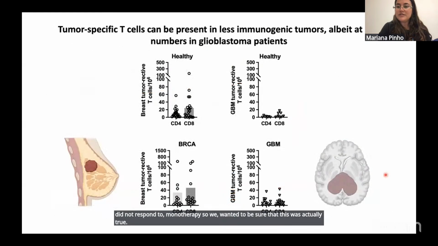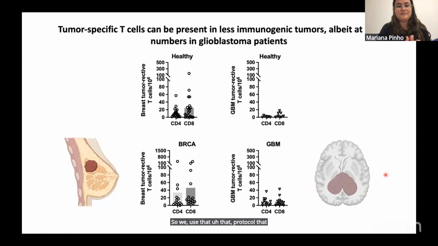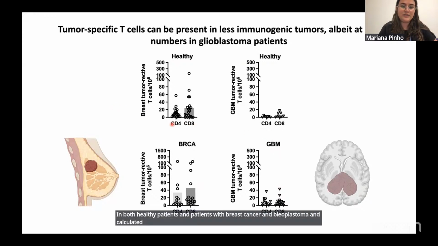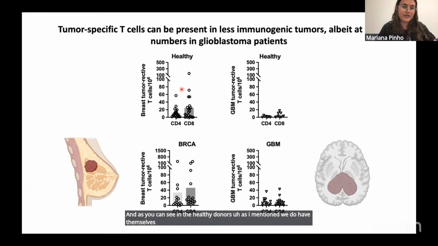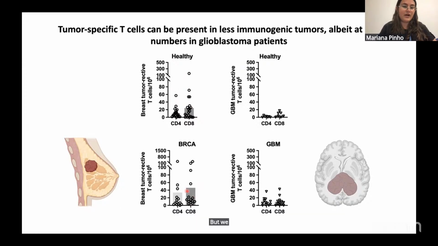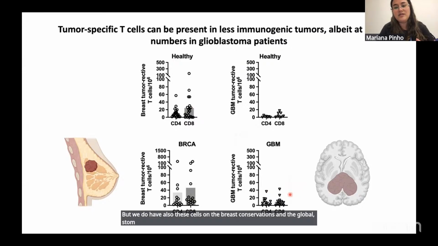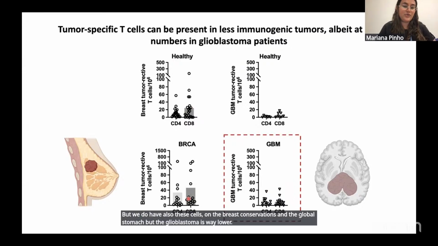So we used that protocol that I mentioned in both healthy donors and patients with breast cancer and glioblastoma, and calculated the tumor-reactive T cells for both the CD4 and the CD8 compartment. And as you can see, in the healthy donors, as I mentioned, we do have those cells in both the memory and the naive compartment, but we also have these cells in the breast cancer patients and the glioblastoma patients. But the glioblastoma is way lower than the breast cancer.